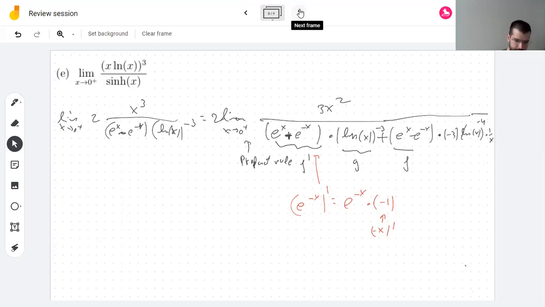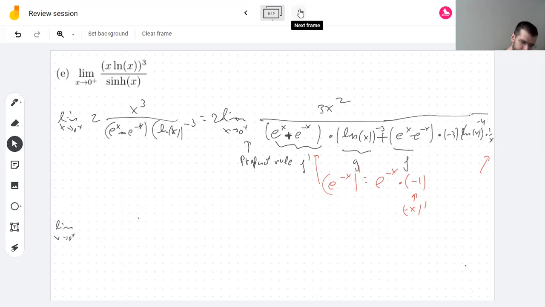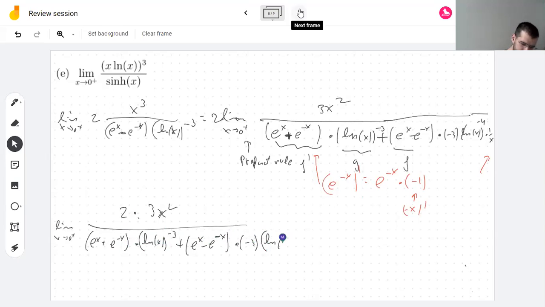So what do I do now? Did I make my life easier or more complicated? That's the real question. So this became, I don't like having 1 over x there. Maybe I'll keep it there. So I ended up with e to the x. I had this 2 floating around. e to the x plus e to the negative x times the logarithm to the power minus 3 plus e to the x minus e to the negative x, and then x to the minus 1.